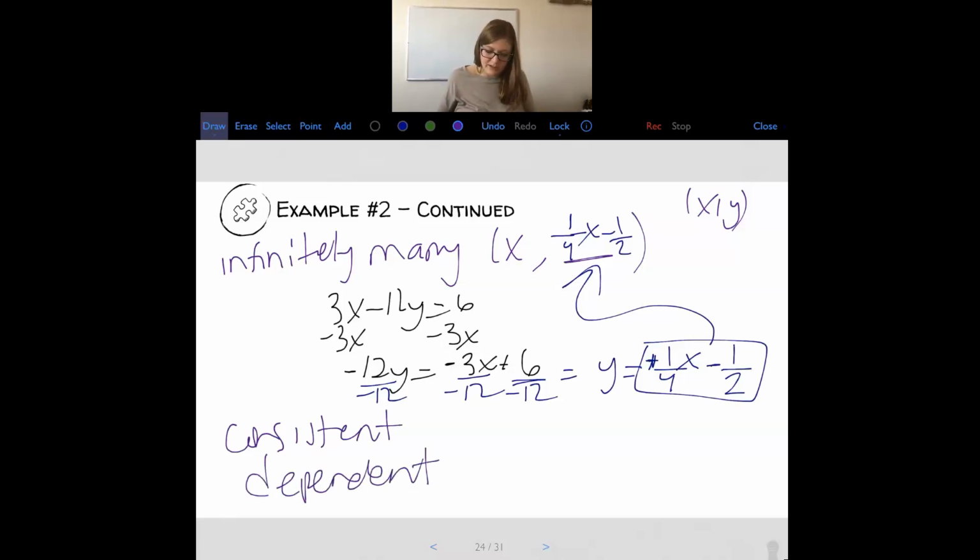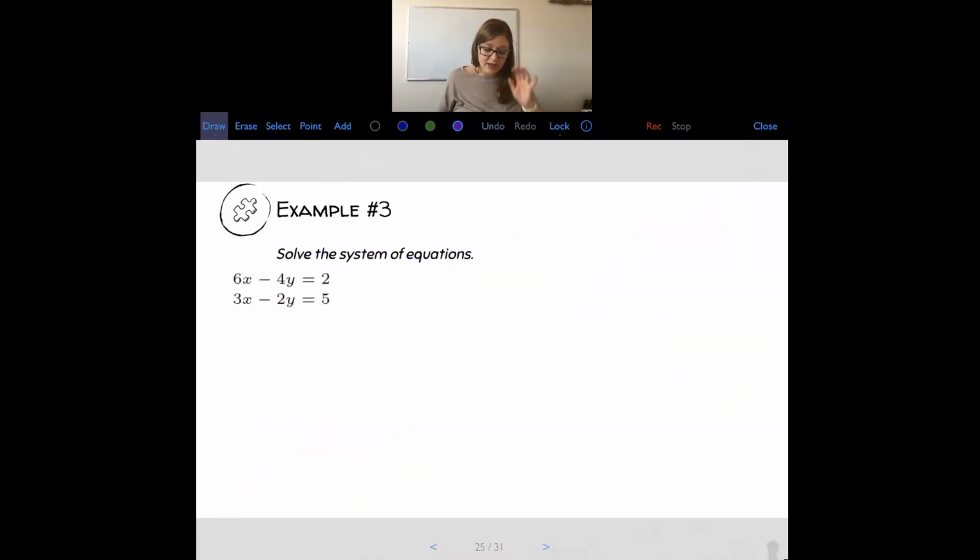Okay. Next, solve the system of equations. So 6x minus 4y equals 2, 3x minus 2y equals 5. Since they're stacked together like this, I'm going to use elimination. This time I'll work with y values just so that we work with something different, and you can see that it's up to you which one you choose to eliminate.